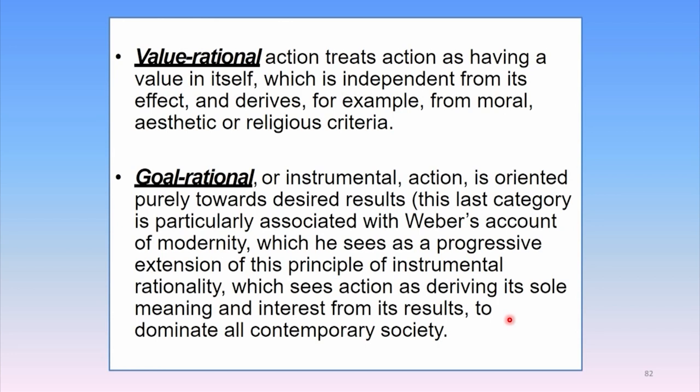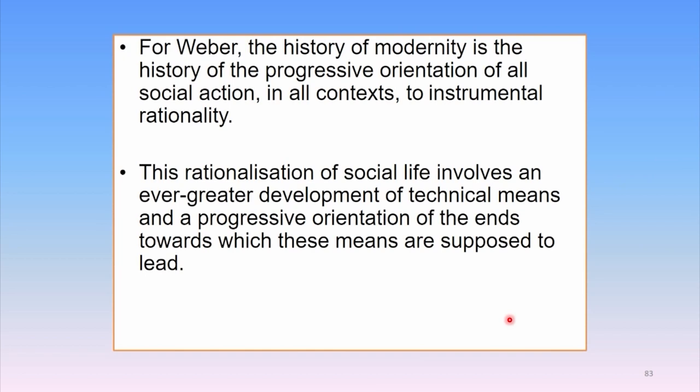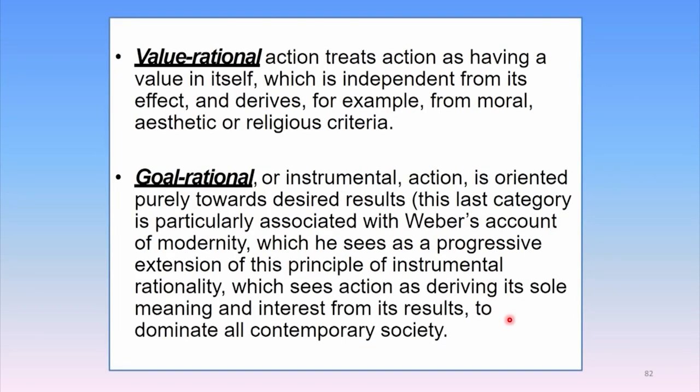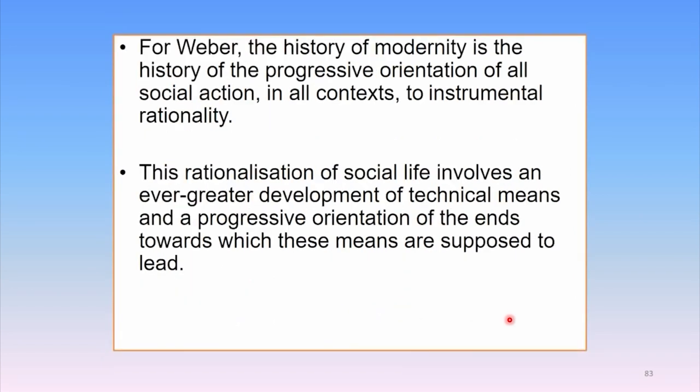Out of these four, for Weber, traditional social action and affective or emotive social action are unreflective in nature, whereas value rational and goal rational social action are reflective in nature, and hence they are meaningful social action. And in fact, Weber emphasizes more on goal rational social action or instrumental rationality. We have also discussed how for Weber the history of modernity is the history of the progressive orientation of all social action in all contexts to instrumental rationality, goal oriented social action.